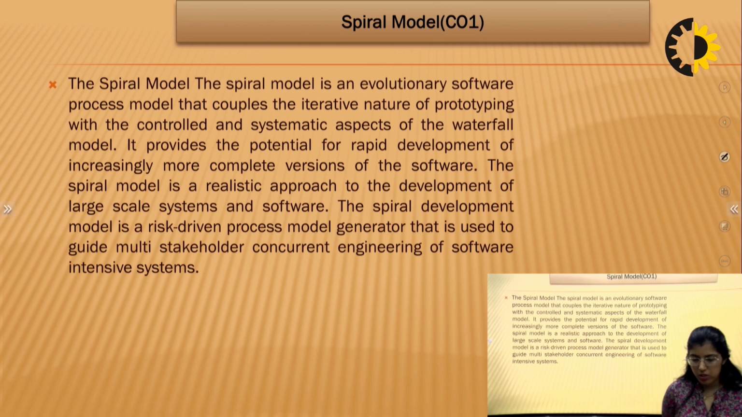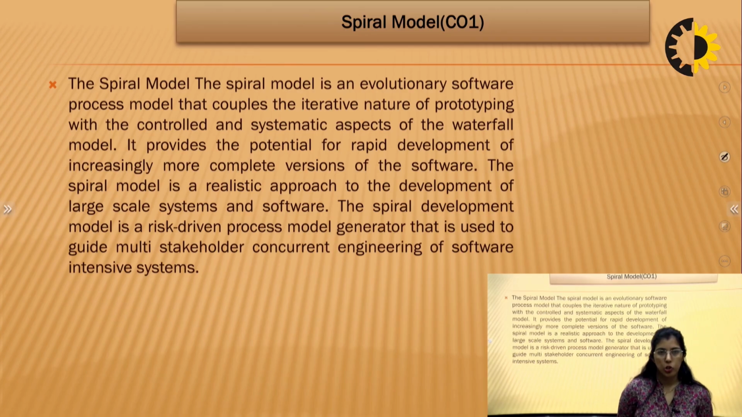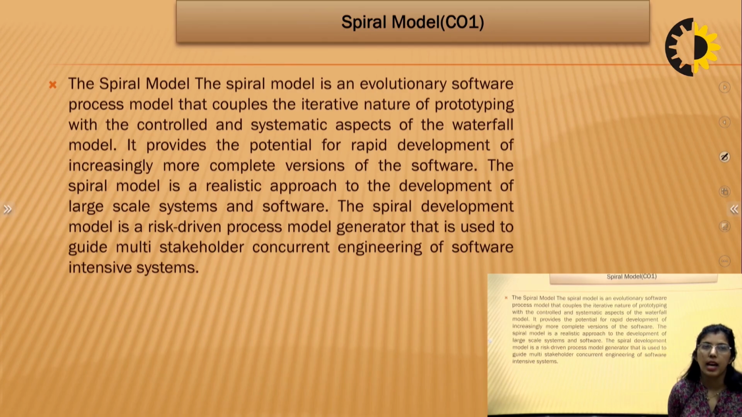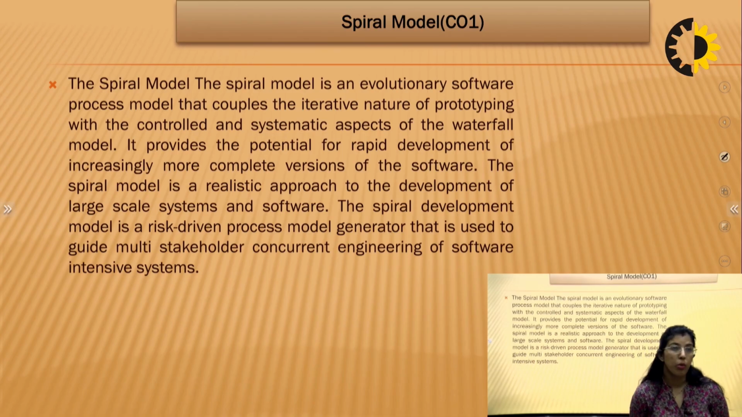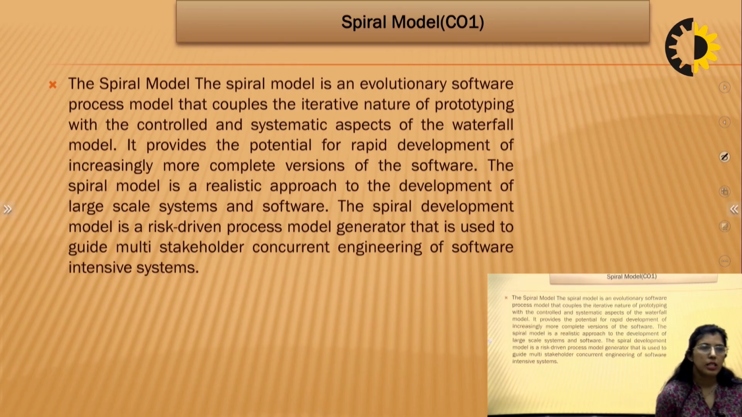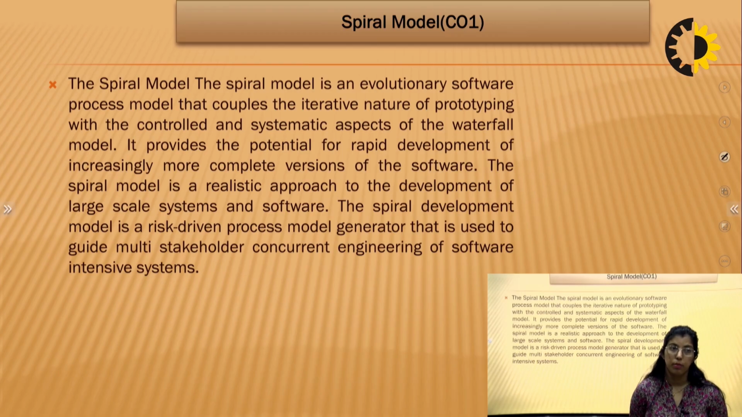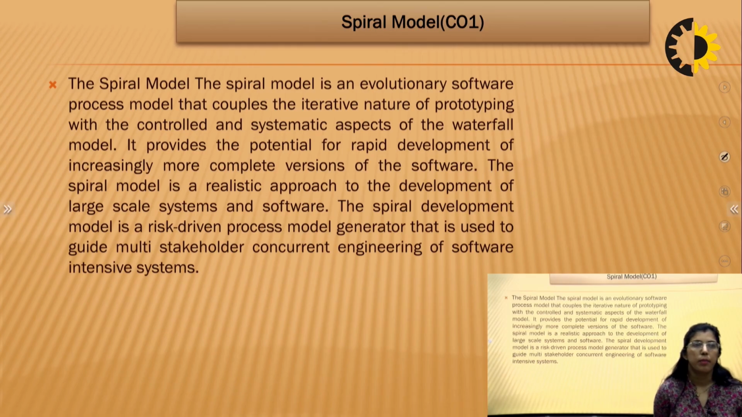So moving on to the next model, which is the spiral model. It is an evolutionary software process model that couples the iterative nature of prototyping with the controlled and systematic aspects of the waterfall model. It provides the potential for rapid development of increasingly more complete versions of the software. The spiral model is a realistic approach to the development of large-scale systems and software. The spiral development model is a risk-driven process model generator that is used to guide multi-stakeholder concurrent engineering of software-intensive systems.